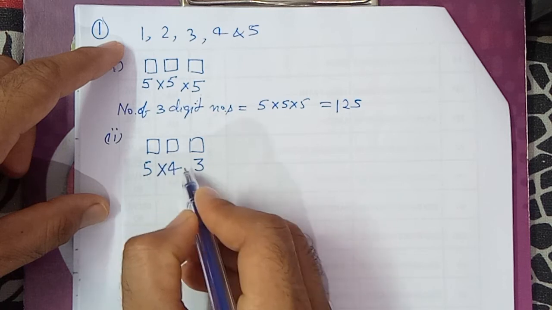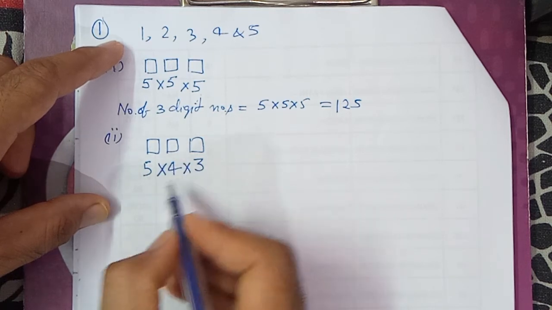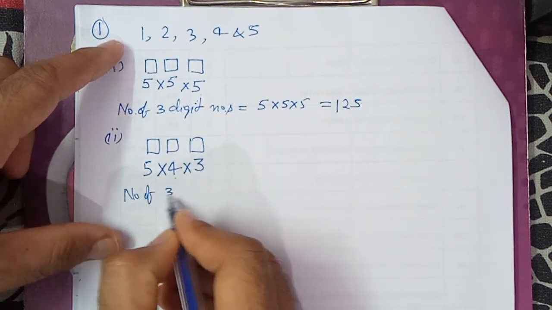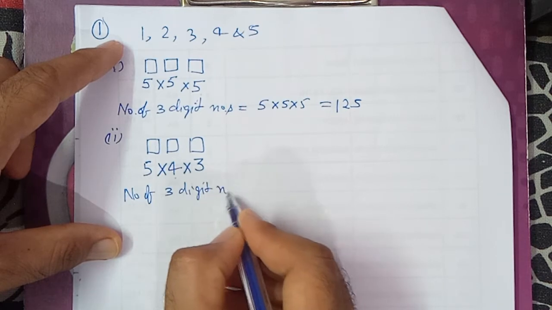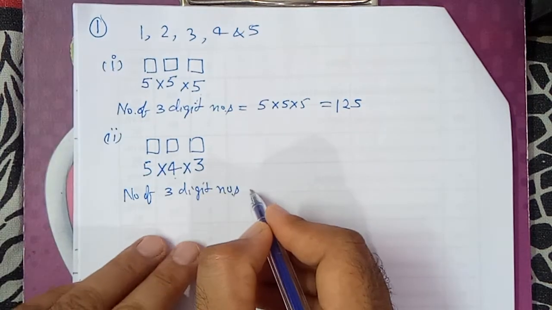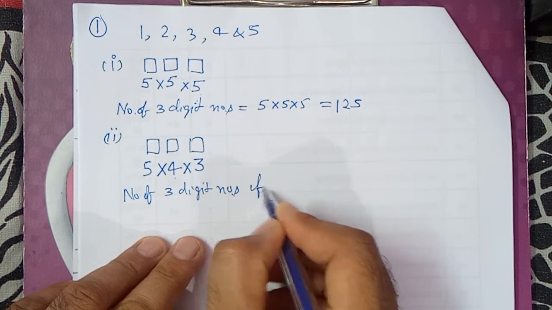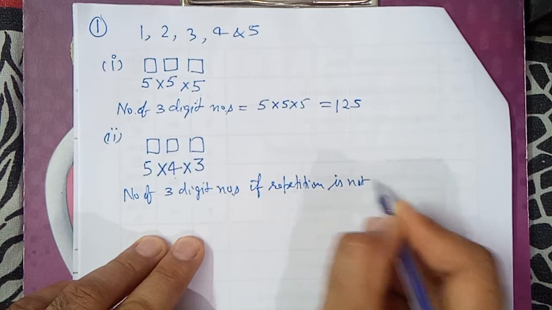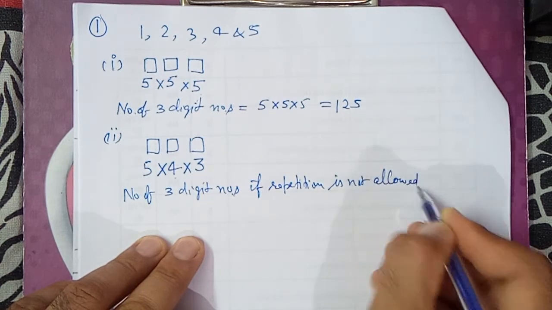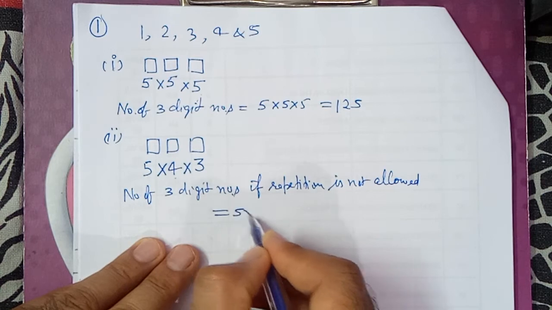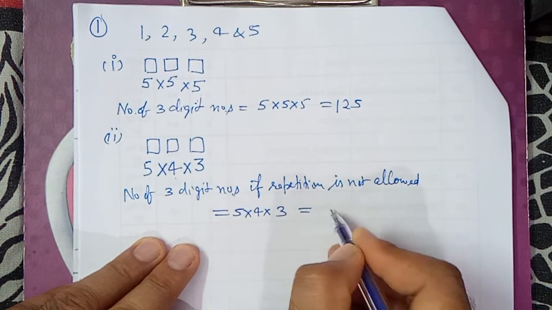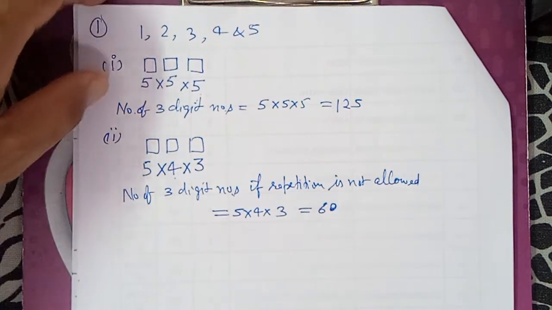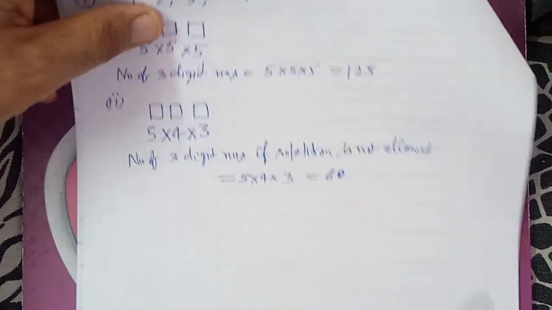And in how many ways can we fill up all the 3 places? 5 into 4 into 3. So the number of 3-digit numbers if repetition is not allowed equals 5 into 4 into 3, 60. Next, second question.